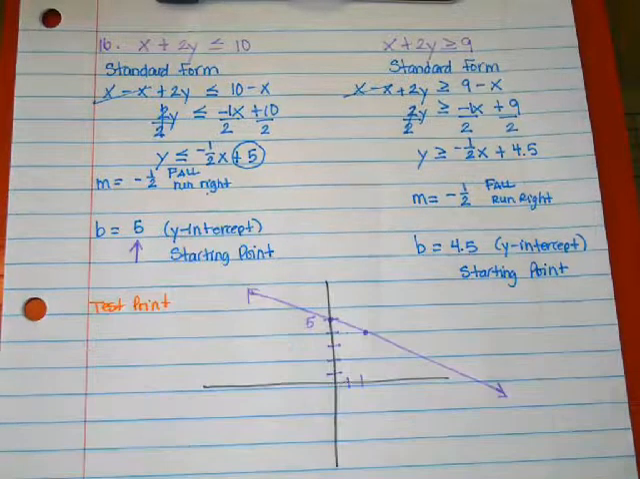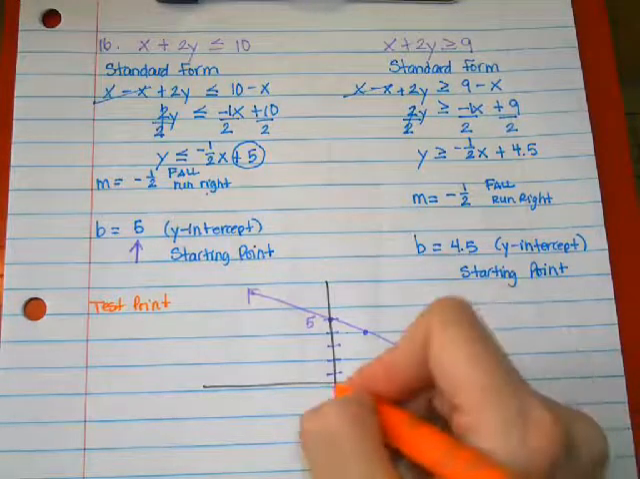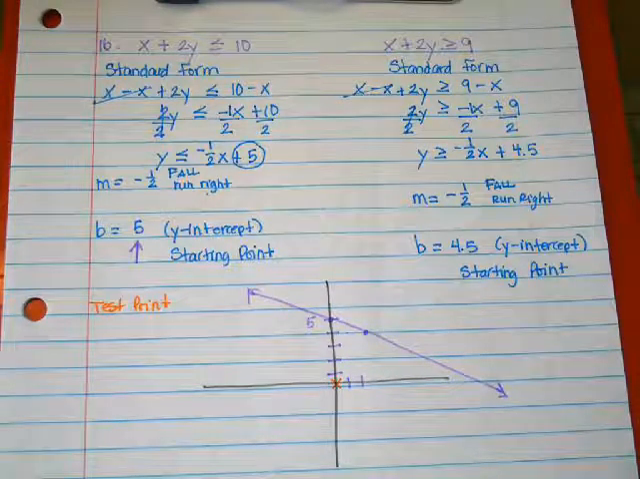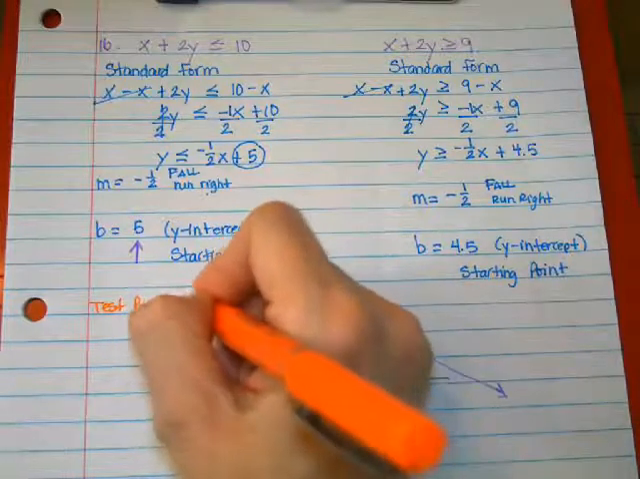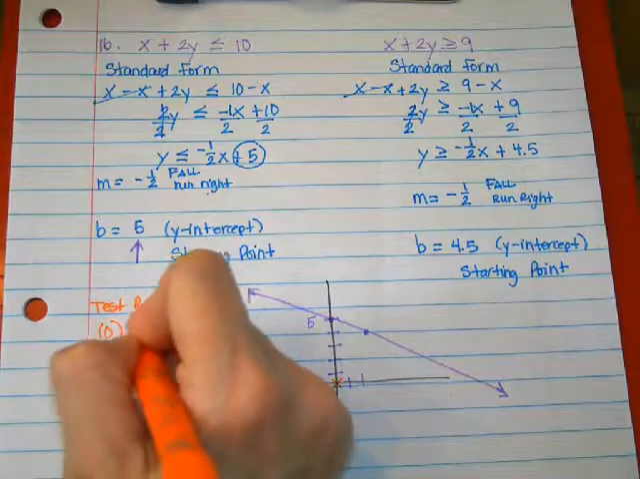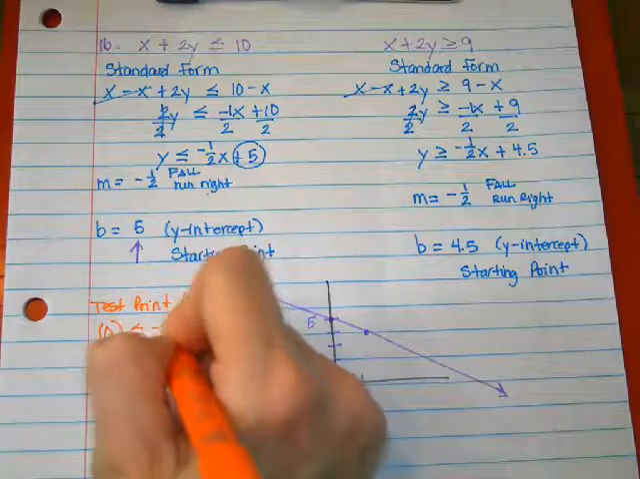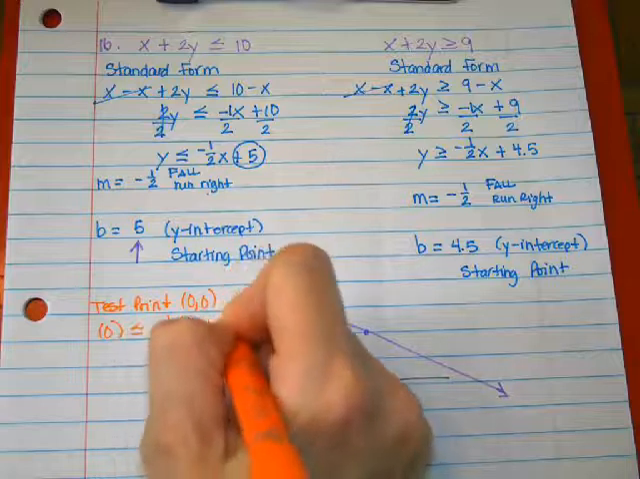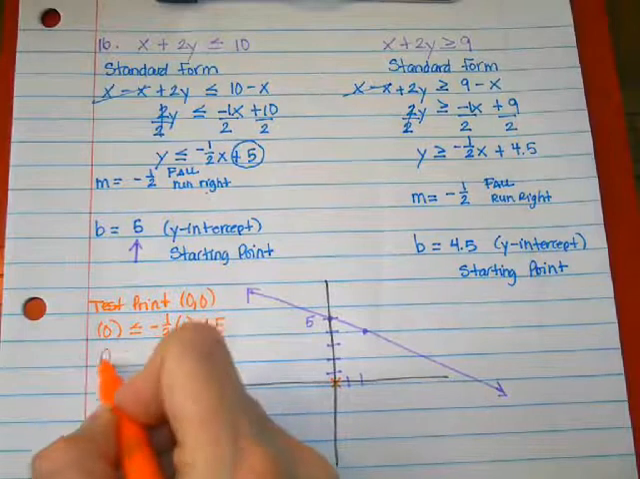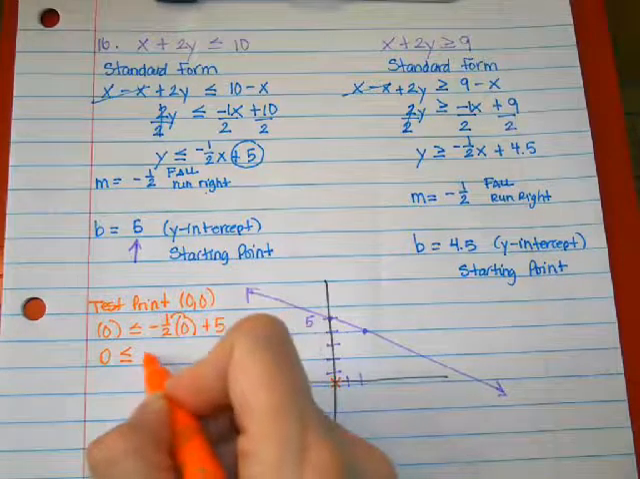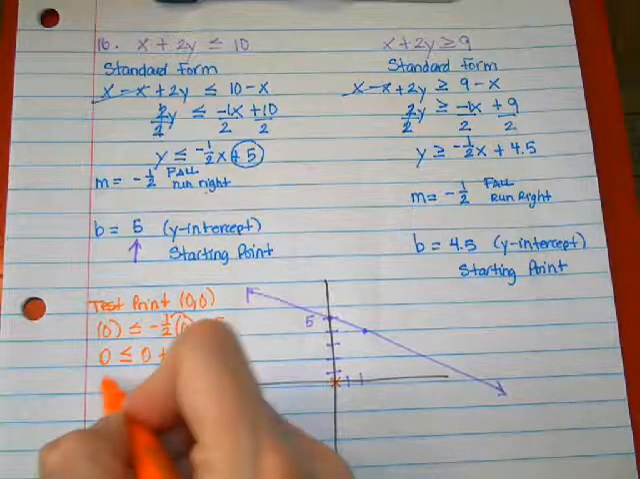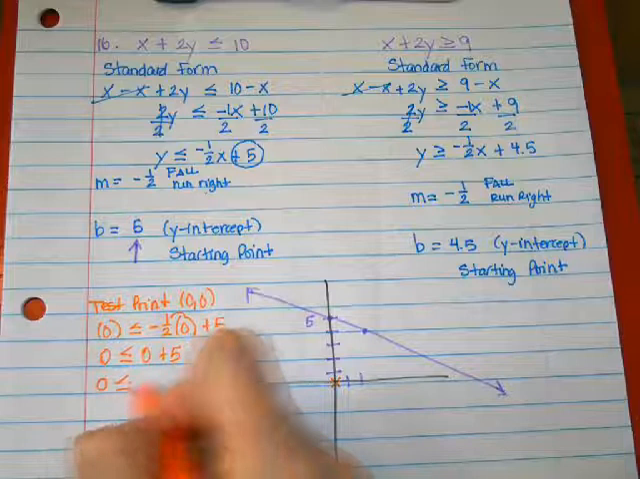All right, so what test point should we use? You're right, we could use 0, 0 because our line does not pass through the origin or the 0, 0. So our test point will be 0, 0. So we're going to replace our y value with 0, less than or equal to negative 1/2, and replace our x value with 0 plus 5. So now we have a 1 out in front, so 1 times 0 is 0. Negative 1/2 times 0 is still 0 plus 5. So we're asking ourselves, is 0 less than or equal to 5?